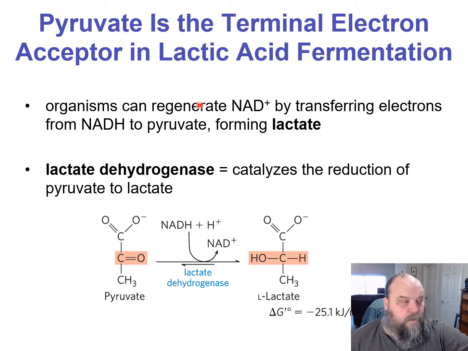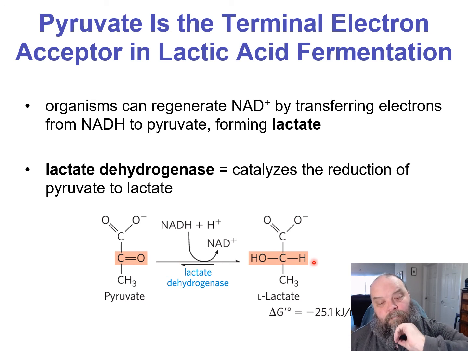Pyruvate is the terminal electron acceptor in a lactic acid fermentation. Okay, pyruvate to lactate. If you look at these two, the only difference between pyruvate and lactate is that a carbonyl becomes a hydroxyl. NADH becomes NAD because the NADH, via lactate dehydrogenase, makes a nucleophilic attack on carbon 2 here. Going to transfer this hydrogen. You're going to split up these dual electron pairs, and then you have a hydroxyl carbon hydrogen.